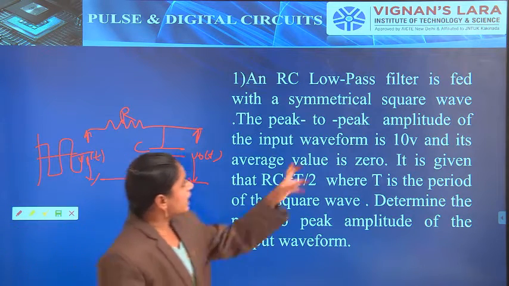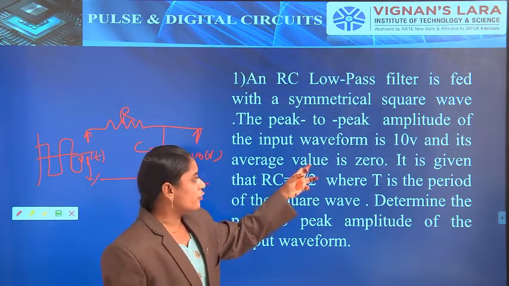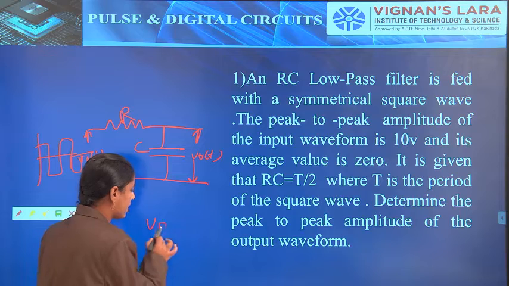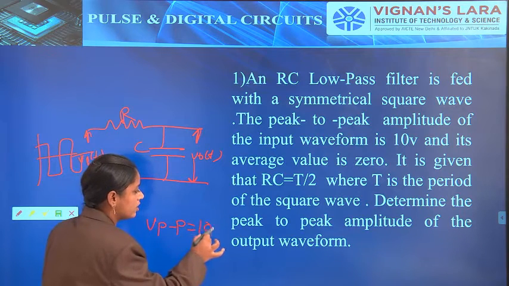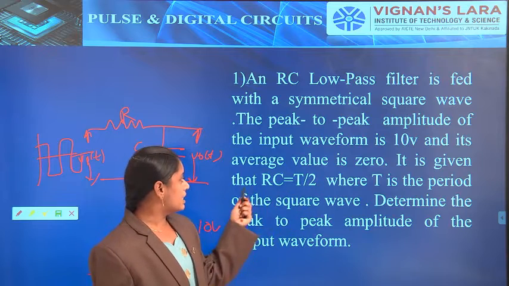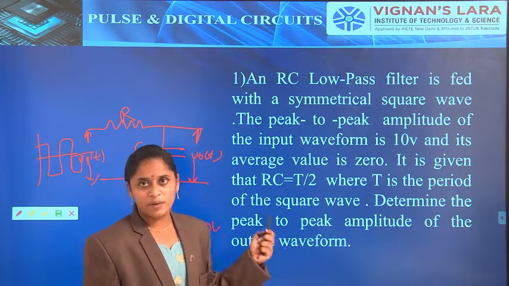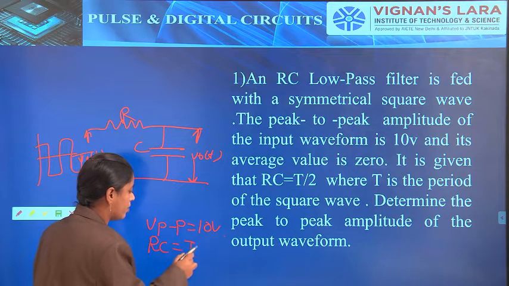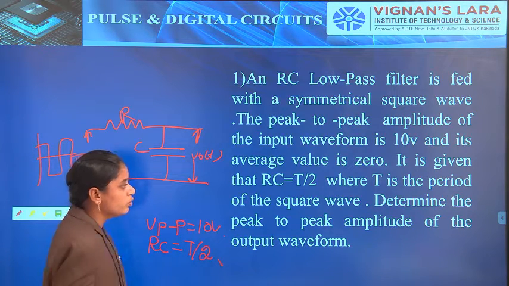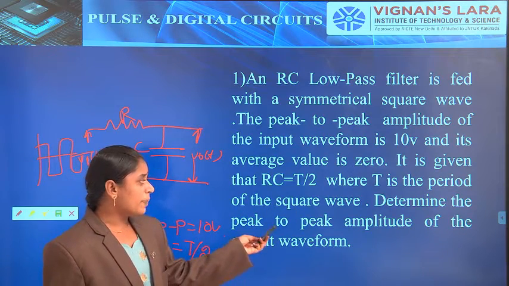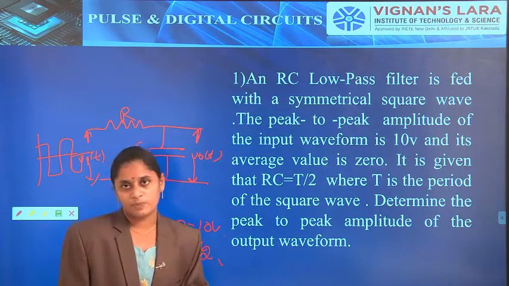Simply we can say that the peak to peak amplitude of the input waveform is 10 volts. So that is V peak to peak, 10 volts. And the average value is 0, and it is given that RC is equal to T by 2. So the RC value is also presented in the problem, where T is the period of the square wave, and we have to determine the peak to peak amplitude of the output waveform.